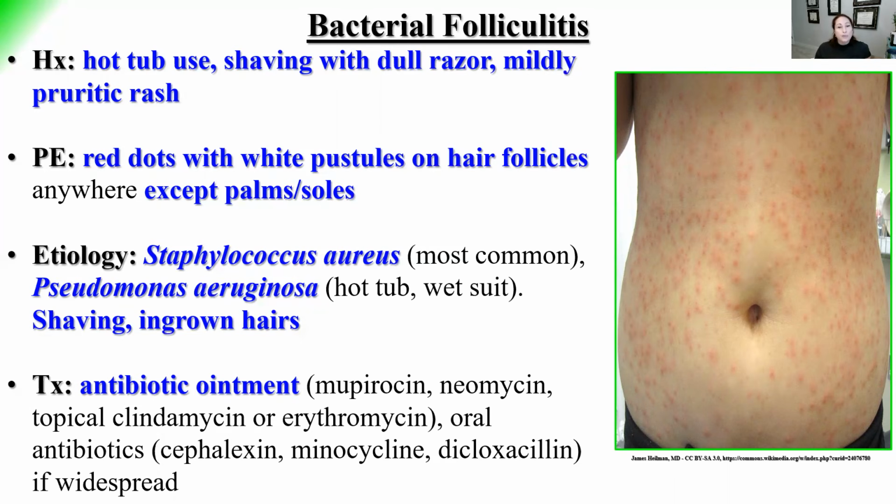Staph aureus is going to be our most common causative agent. However, most of the exam questions on bacterial folliculitis have to do with hot tub folliculitis. So the exam question may present to you as somebody was on a vacation and they were soaking in the hot tub and now they have a rash in the area that was covered by their swimsuit. The causative agent for that is going to be Pseudomonas, and that's a common exam question. We treat this if it's localized with an antibiotic ointment, things like mupirocin, neomycin, topical clindamycin, or erythromycin. If it's widespread, we can use an oral antibiotic like Keflex, minocycline, or dicloxacillin.